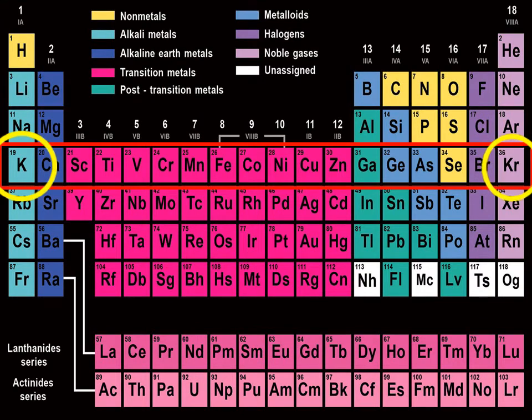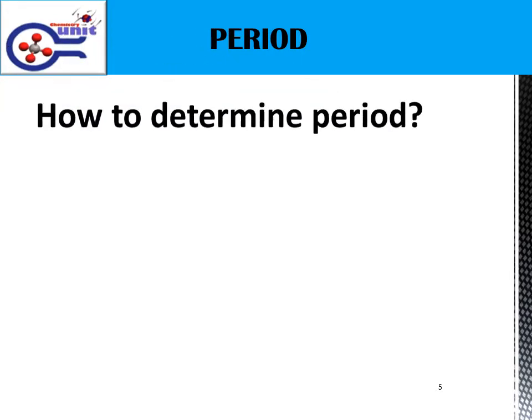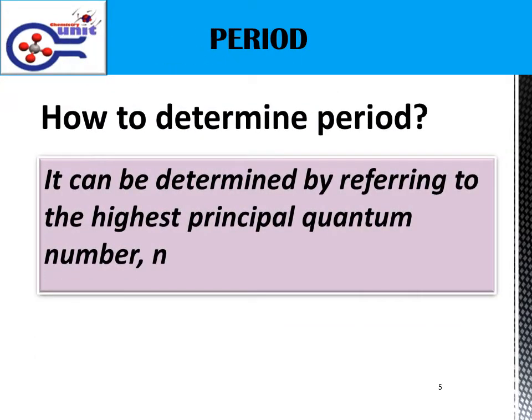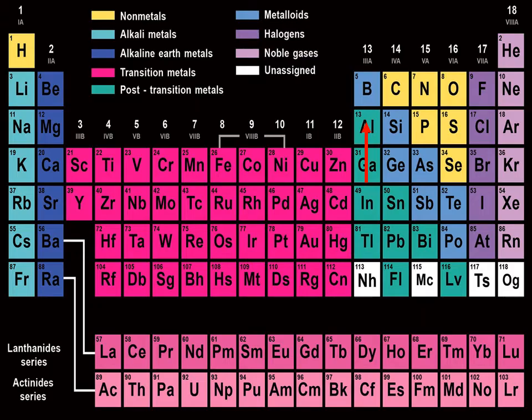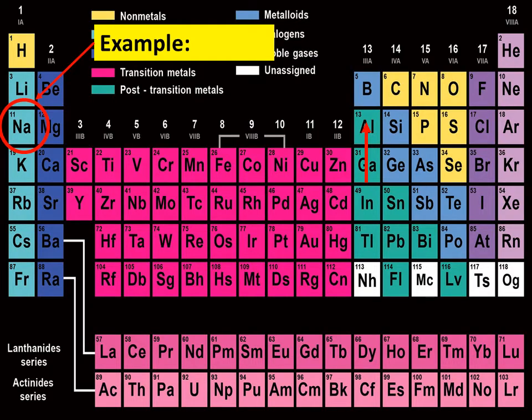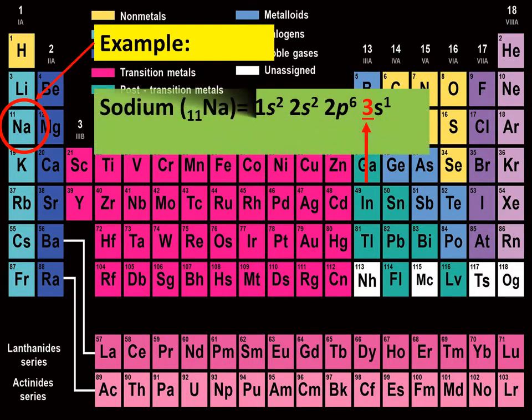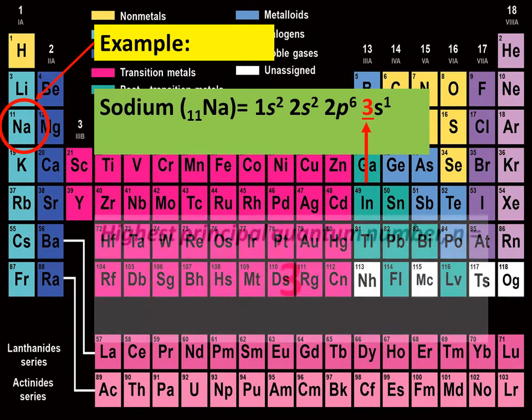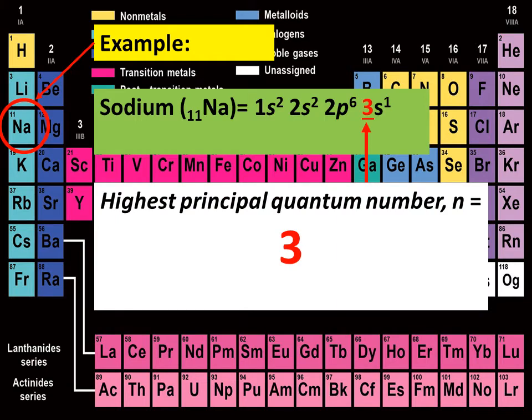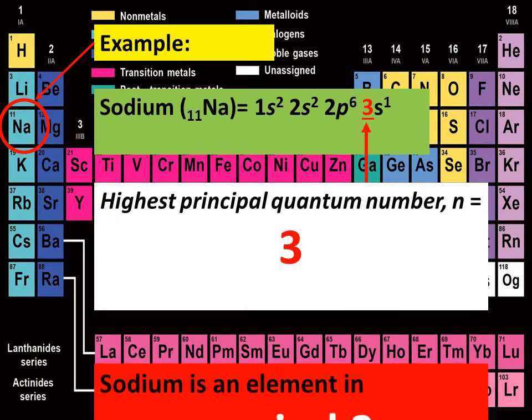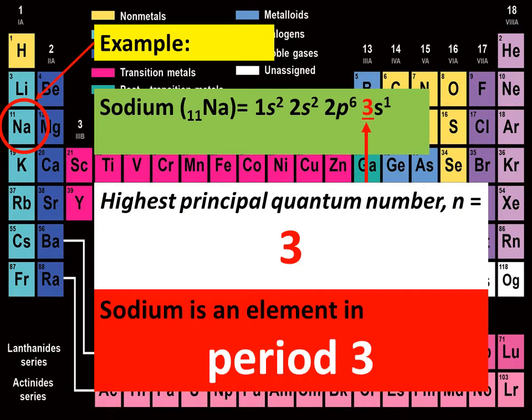How to determine the period? It is determined by referring to the highest principal quantum number in the electron configuration. Example: the configuration of sodium is 1s2 2s2 2p6 3s1. The highest principal quantum number, or highest occupied energy level, is 3. So sodium is located in period 3.